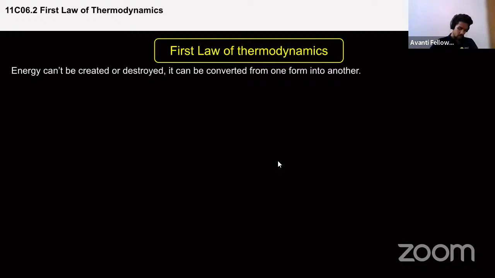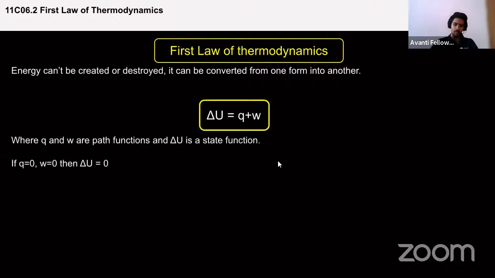If you see, energy can't be created or destroyed. It can be converted from one form into another. The famous definition, right? First law of thermodynamics. Now, from here only we get delta U. The other form what we have written: U2, the final internal energy, is equal to U1 plus heat transferred to the system or from the system, plus W. If heat is absorbed by the system, write it as plus Q. If heat is given out by the system, write it as minus Q.